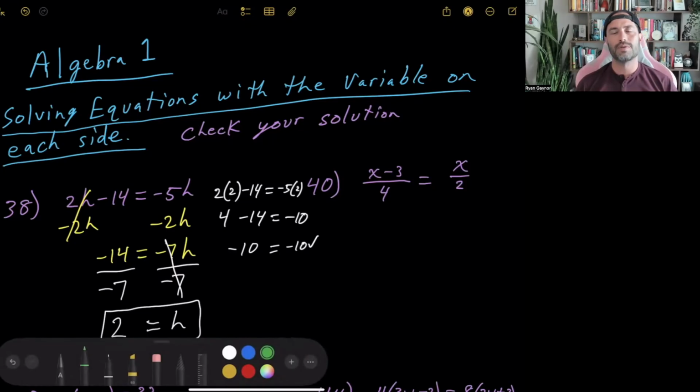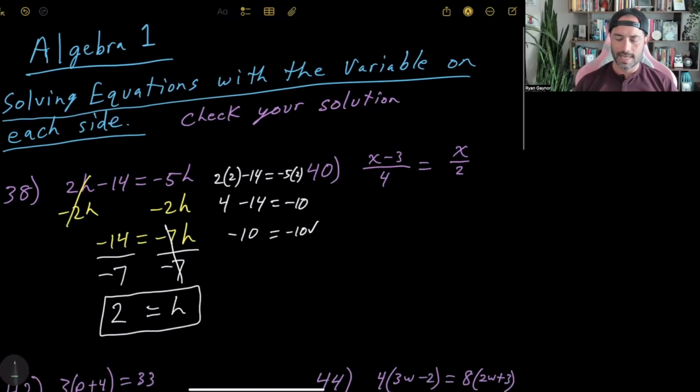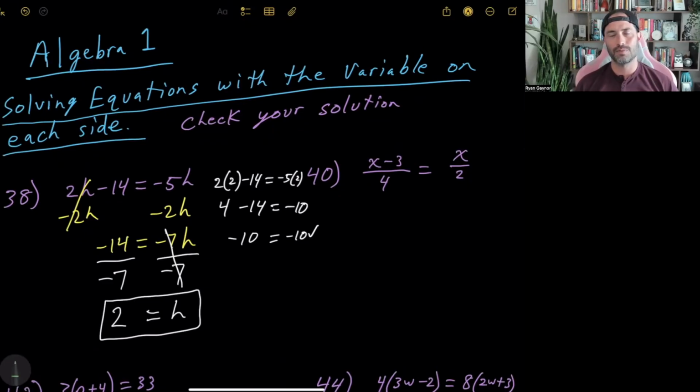So we have number 40, x minus 3, all of that divided by 4 equals x divided by 2. Now, this is what we call in math a proportion. This is a ratio that equals another ratio, or a fraction that equals another fraction. If you've seen some of my other videos, you know that when I talk about fractions, I always love to say this phrase: all fractions are division problems.